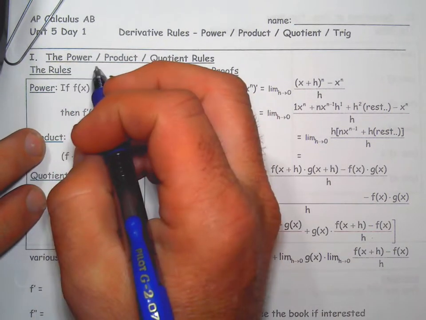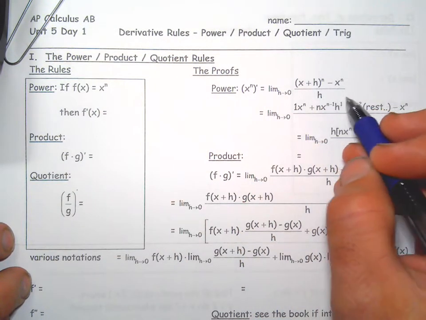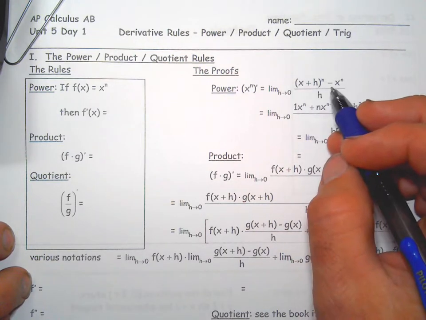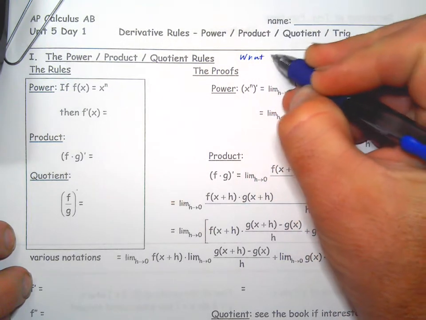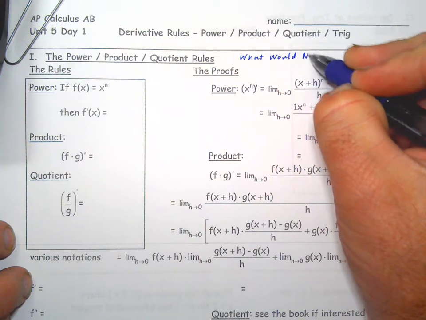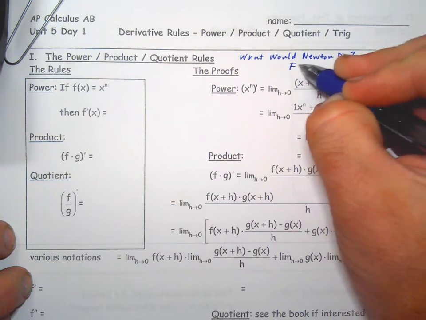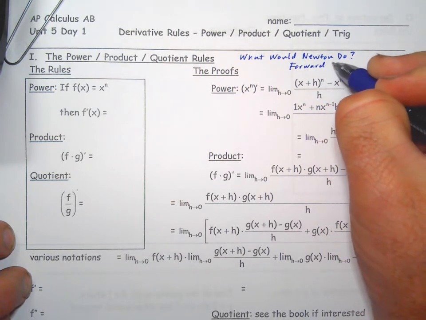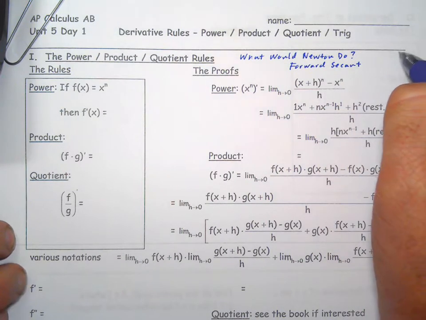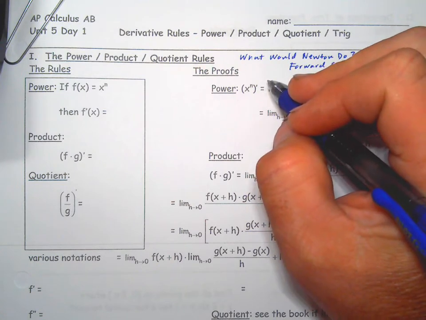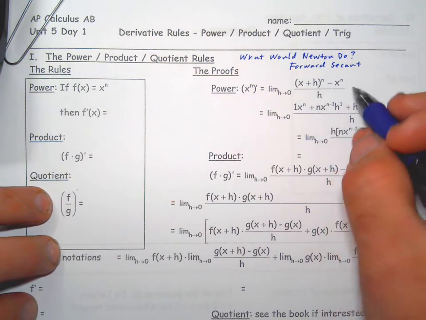We derived the power rule last unit with the definition of the derivative. What would Newton do? Well, Isaac Newton, he would definitely do the forward secant approximation. So that's where you use the point you wanted at and a point to the right of it. You can go backwards secant, left-sided. We could do symmetric, but usually we're all going to use this one. A lot of times it's very common. So we did this work last time.